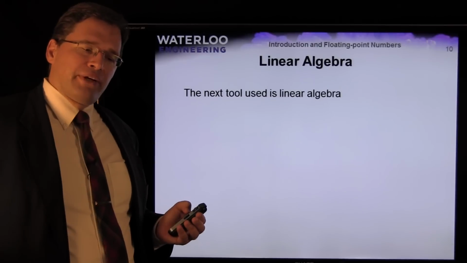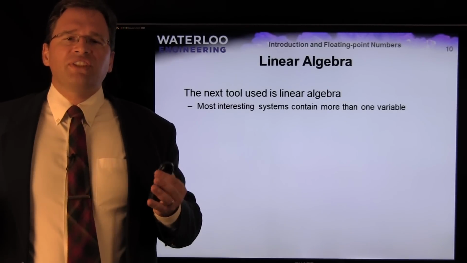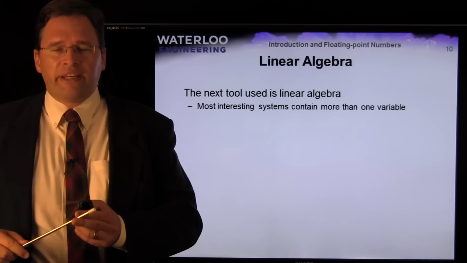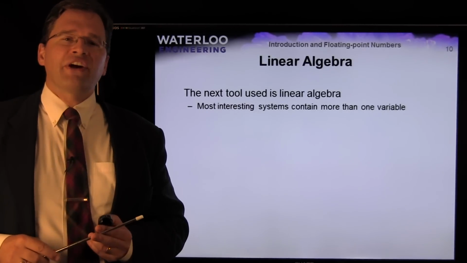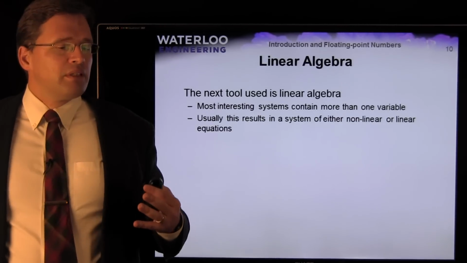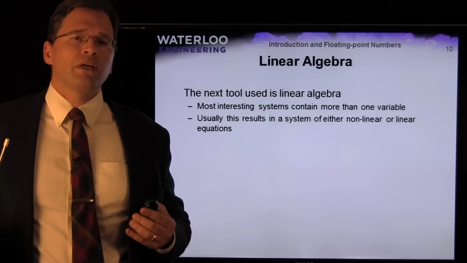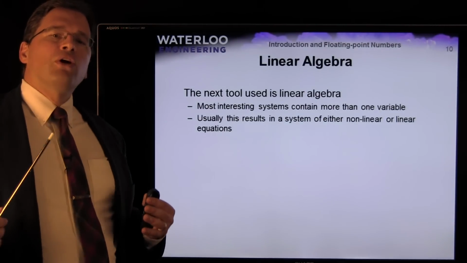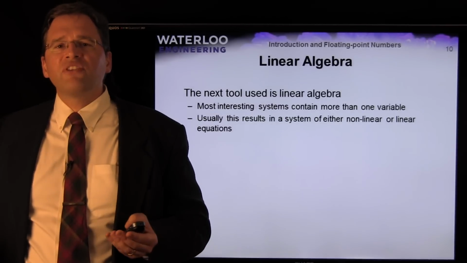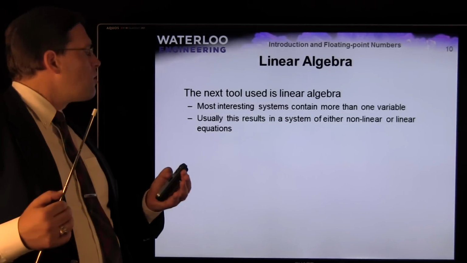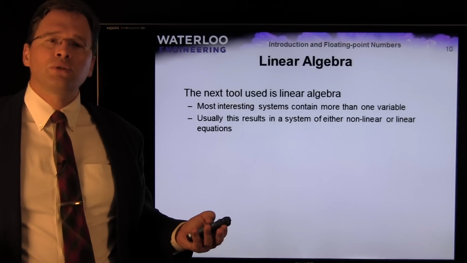Okay, iteration. Next tool is linear algebra. Now, you've seen linear algebra already in your first year, and most interesting systems contain more than one variable. When we're trying to approximate solutions to more complex systems, this ultimately results in a system of either nonlinear or linear equations. If we have a system of linear equations, no problem. We just apply Gaussian elimination or something like that, and we get a solution.